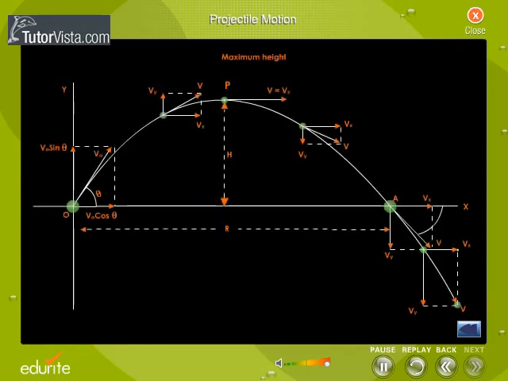Maximum height. Maximum height is the maximum value of the vertical distance attained by a projectile above the horizontal plane to the point of projection. In the figure, P is the point of maximum height. H is equal to V0 squared sin squared theta by 2g.